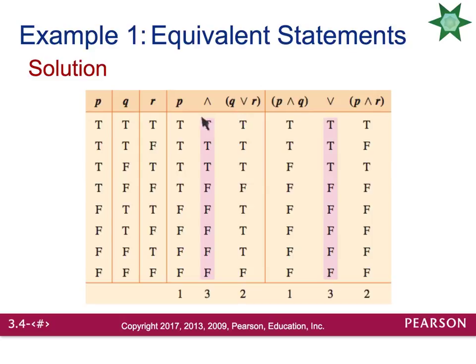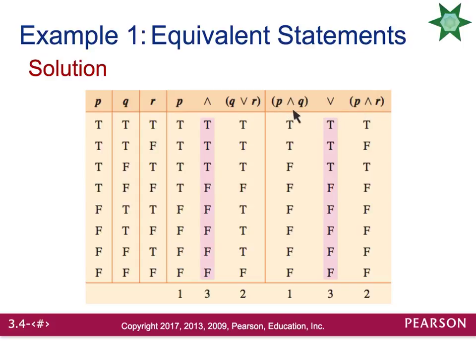Okay, so now we're going to take the P and that Q or R. Remember we have to have 2 trues for and to be true. So we have 2 T's, that's true. 2 T's, true. 2 T's, true. Only 1 T, false. Only 1 T, false. 1 T, false. 1 T, false. No T's, false. So that third step is the first complex statement. We've done all the parts for that. Now let's do the second statement.